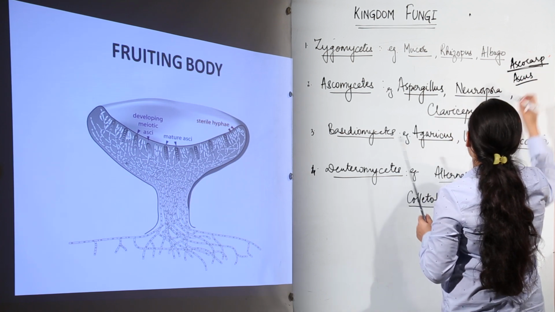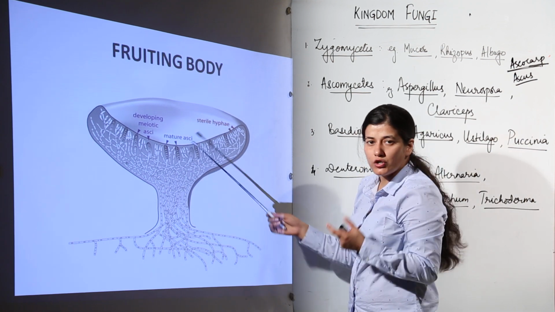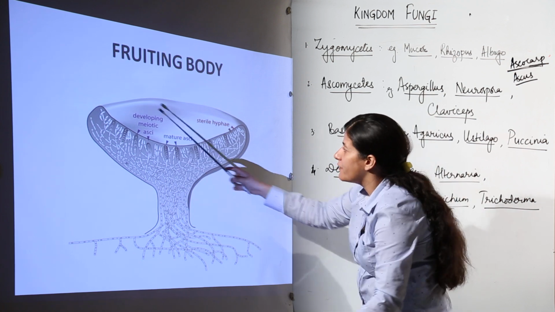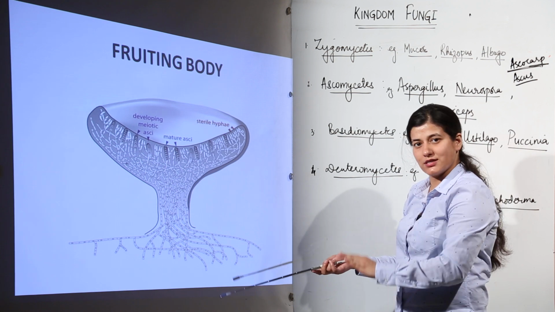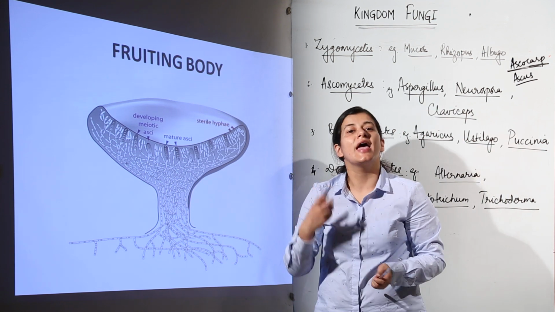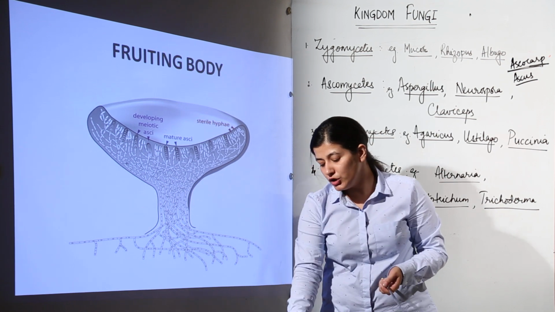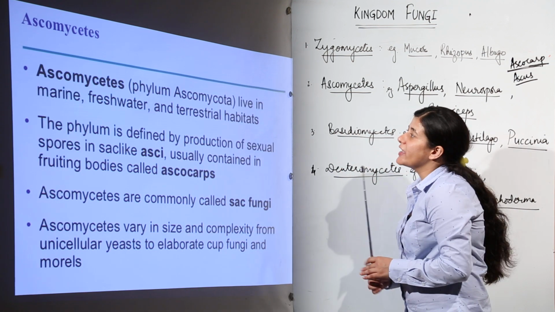Now ascus are what? They are sac-like structures, as you can see over here, in which you are going to find 8 ascospores. So these ascus are present inside the ascocarps. Ascocarps are having ascus, ascus are having ascospores. And what are ascospores? They are meiotic spores, haploid spores, which are going to germinate and give rise to new fungal mycelium.